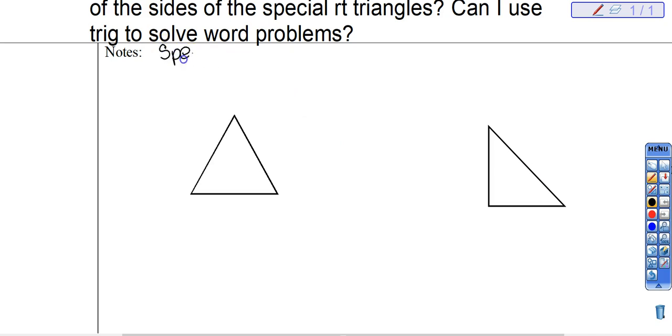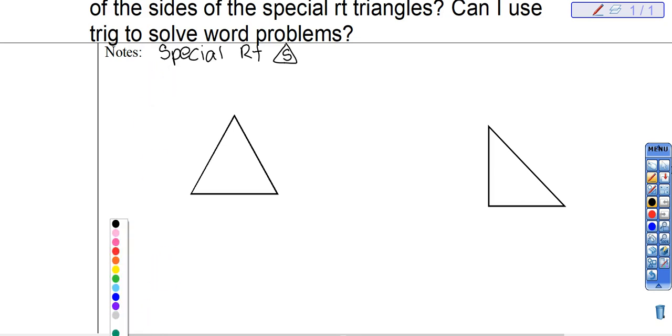So these are the special right triangles, and it would be a good thing to learn these relationships and have them committed to memory and easy to access, because you will solve a lot of special right triangles over the rest of the semester. So we're going to start with this equilateral triangle right here. That is not a right triangle, but it is an equilateral triangle.